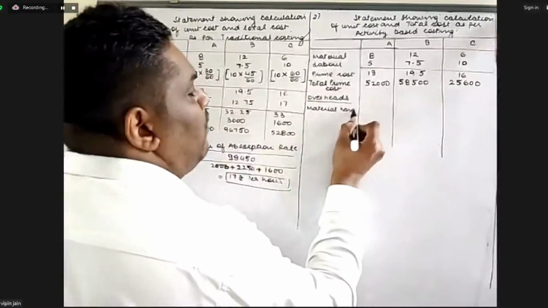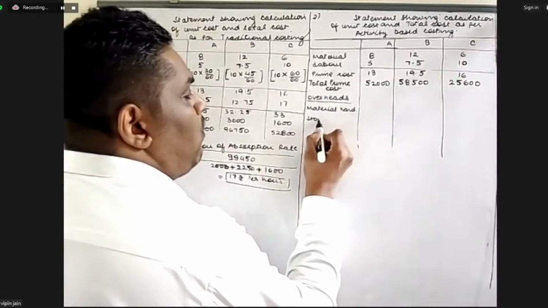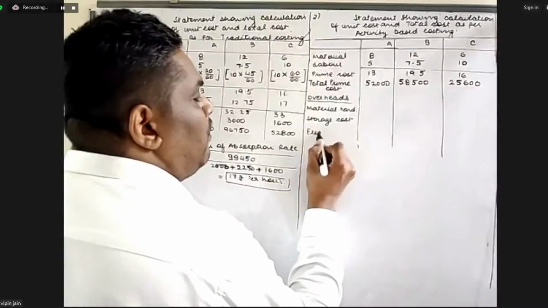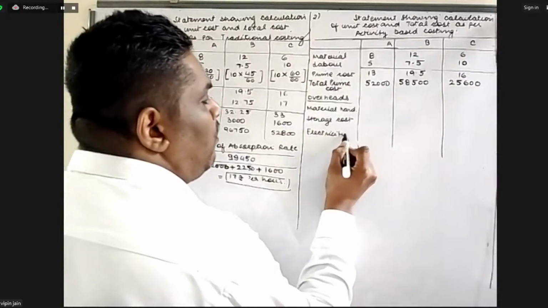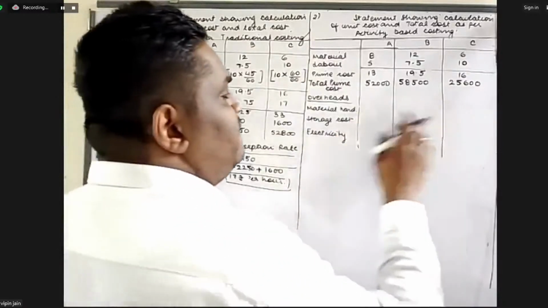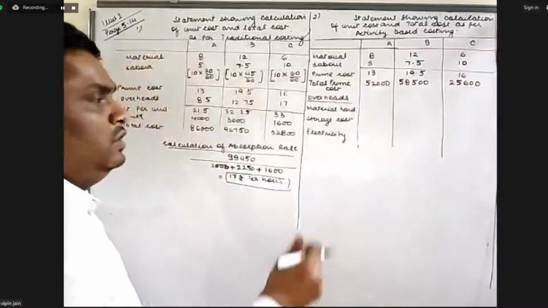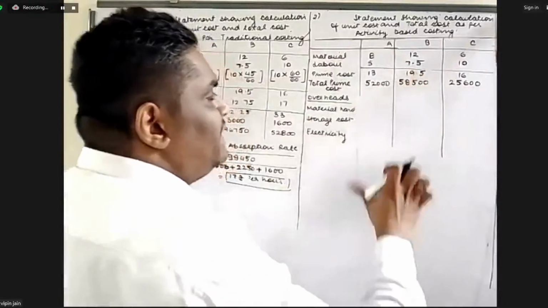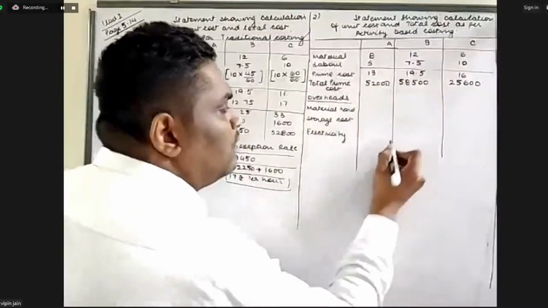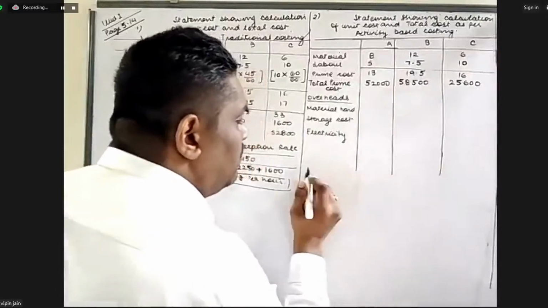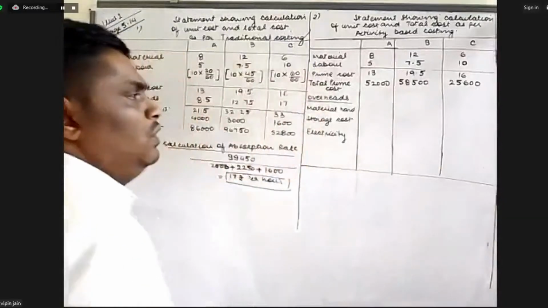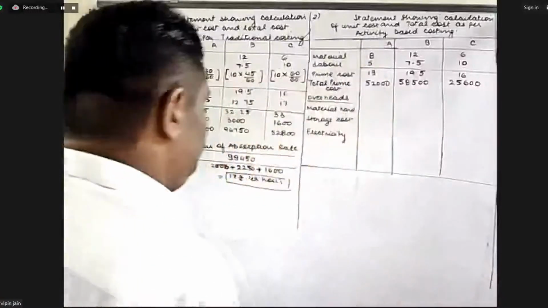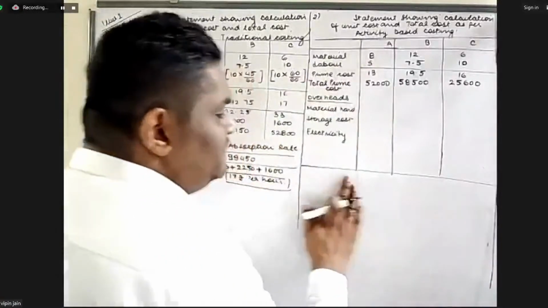Material handling. Storage cost. Now for every activity, there will be separate overheads for every product. So what we have to do is first calculate the absorption rate of every activity. So we have to calculate the absorption rate for every activity. So let's start, guys.